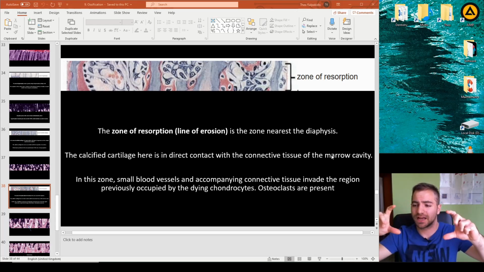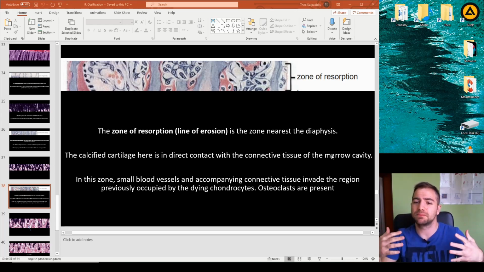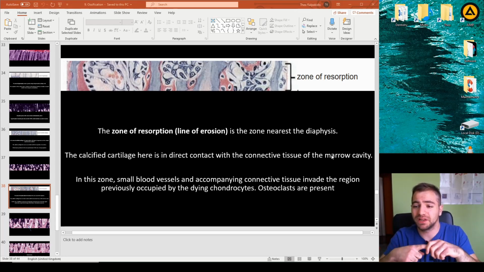Nonetheless, in this last zone, the fifth zone, we will see a mixture of three different things. First, we're going to see many osteoclasts. In fact, some histologists call them here chondroclasts because they destroy cartilage. Nonetheless, they are the same cells.